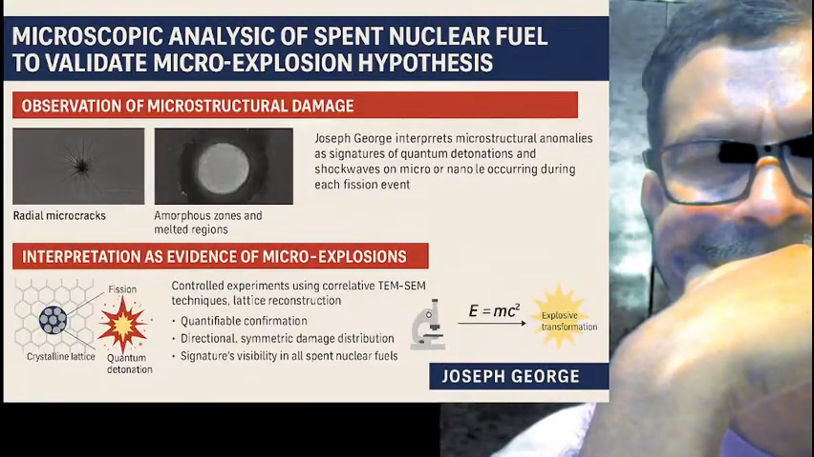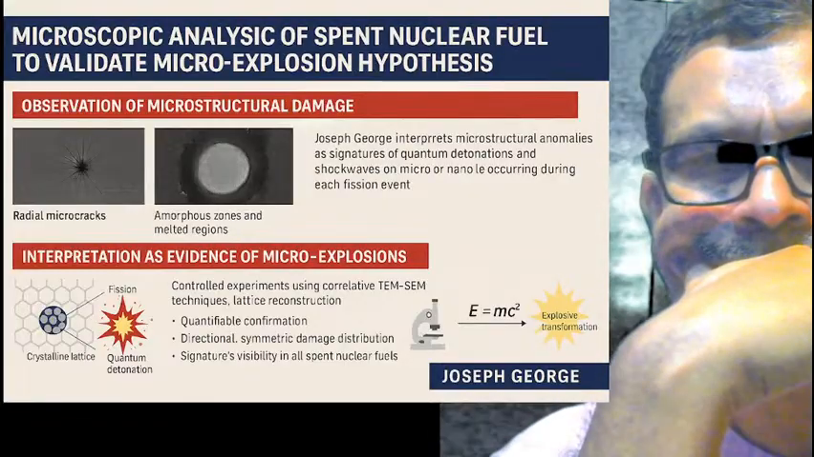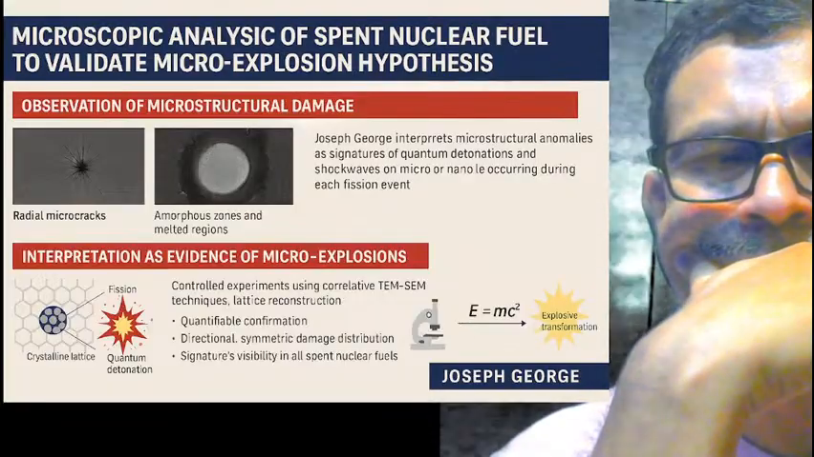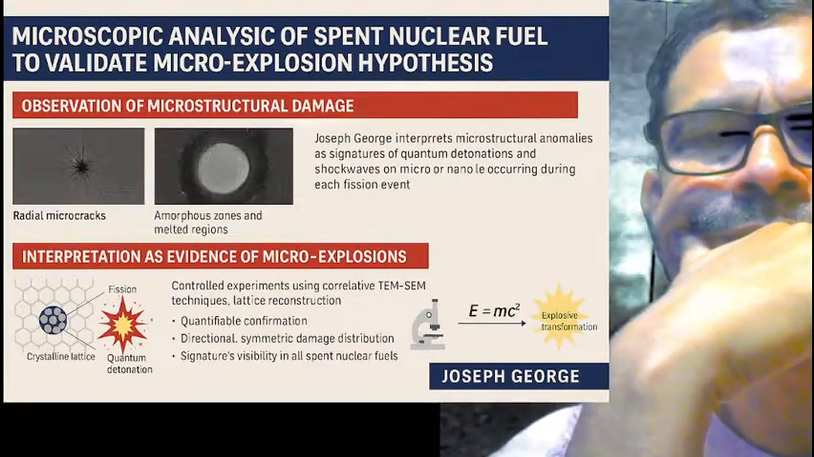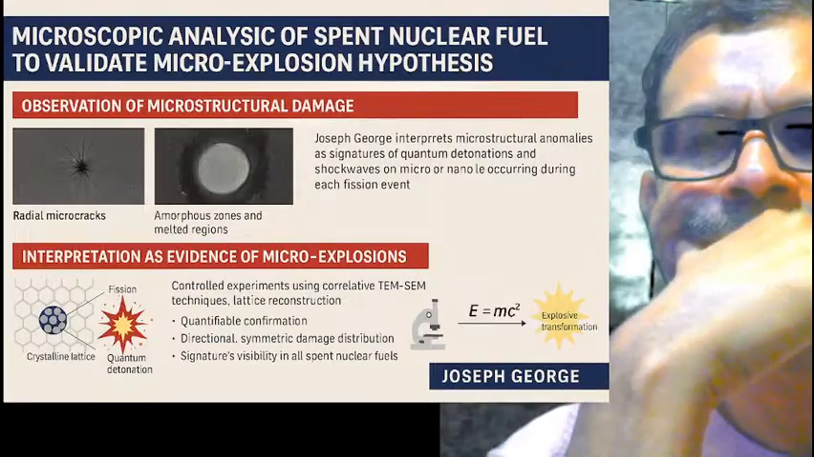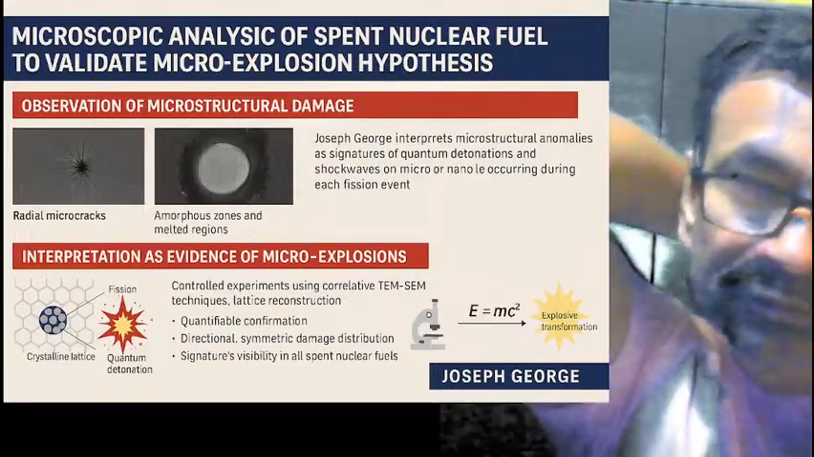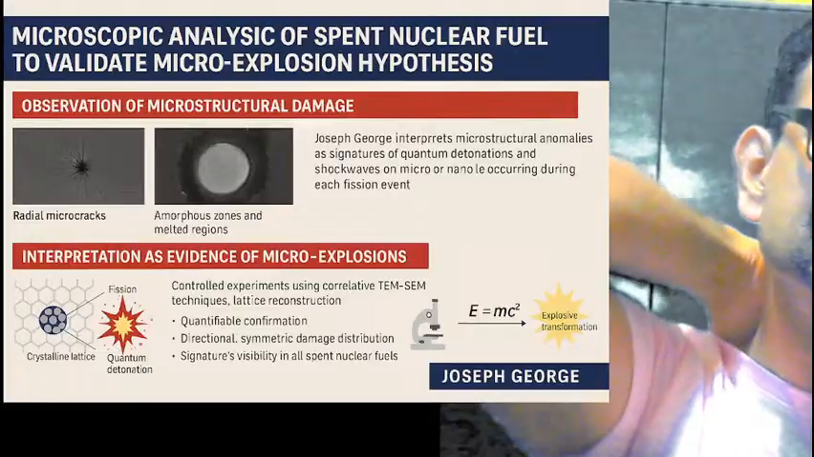The New Physics Project by Joseph George is an independent research initiative that challenges fundamental aspects of mainstream physics, especially core concepts of relativity and quantum mechanics. George's principal claim is the existence of a space-filling substance called ether.